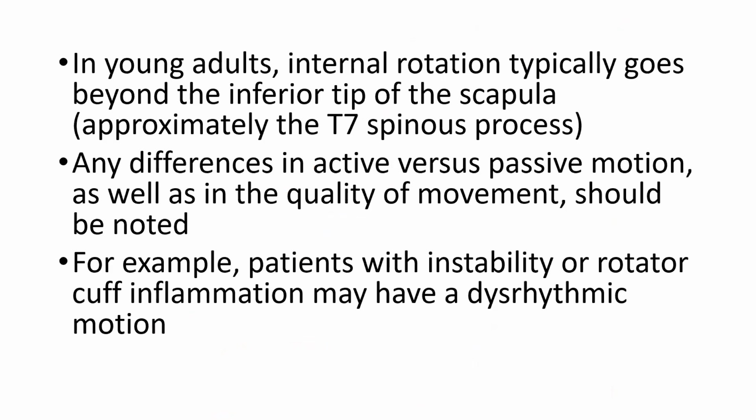In young adults, internal rotation typically goes beyond the inferior tip of the scapula, approximately the T7 spinous process. Any difference in active versus passive motion, as well as in the quality of movement, should be noted. For example, patients with instability or rotator cuff inflammation may have a dysrhythmic motion.